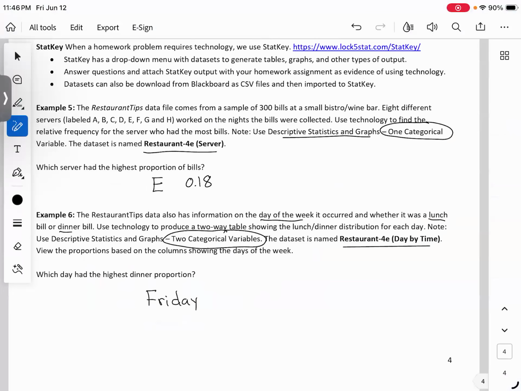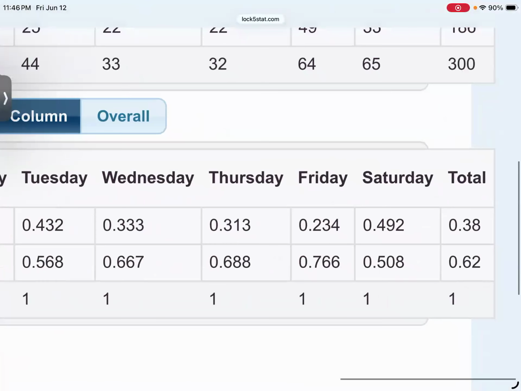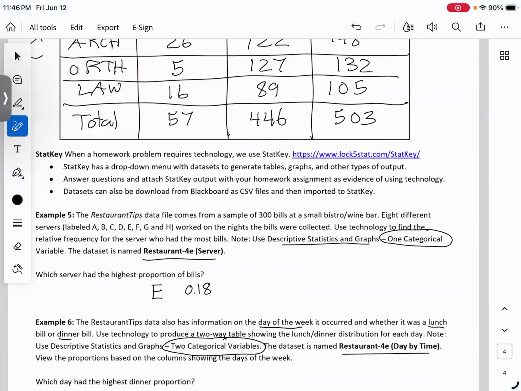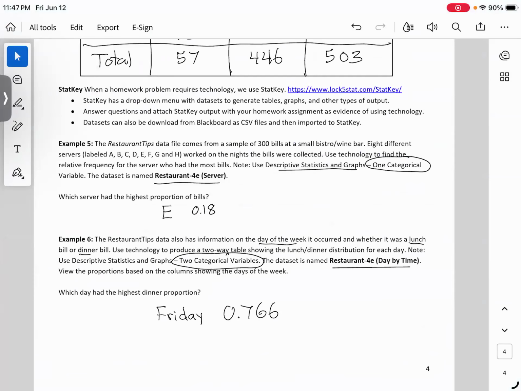And let's just suppose it did ask, like, hey, what was the proportion for dinner? For Friday, it was 0.766. And that's it. That's all I've got for 2.4. That's all that you'll really need to get you through that homework.